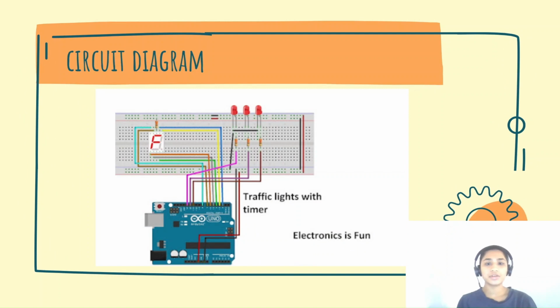Now, this is the basic circuit diagram that we'll be making use of to build the traffic lights application. So it's not just traffic lights, but along with that, we'll also have a timer, which will show the amount of time for each light. So this is the basic circuit diagram that we will be making use of.